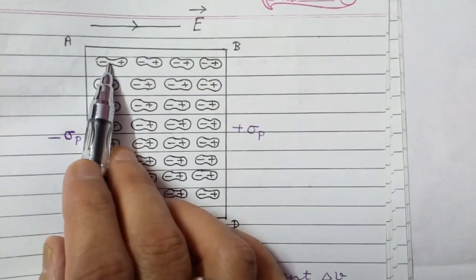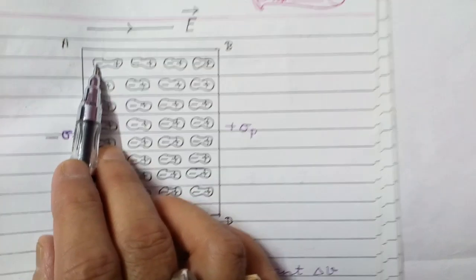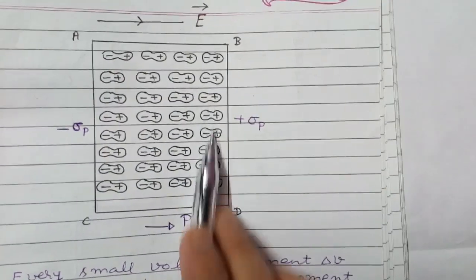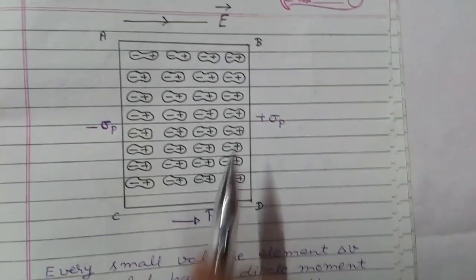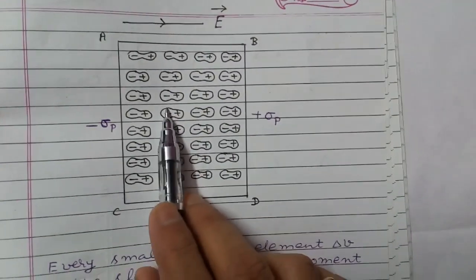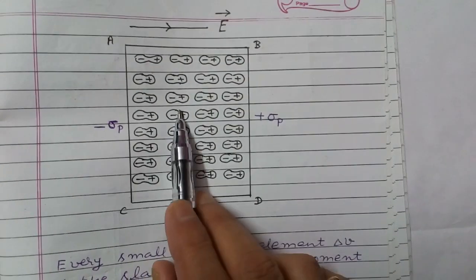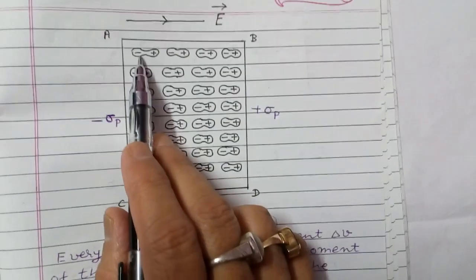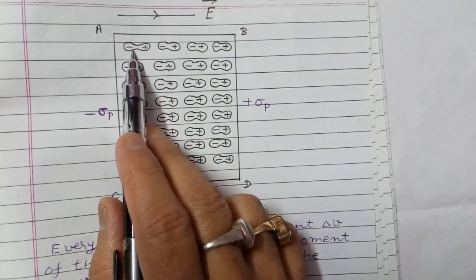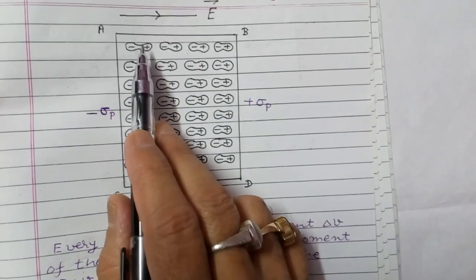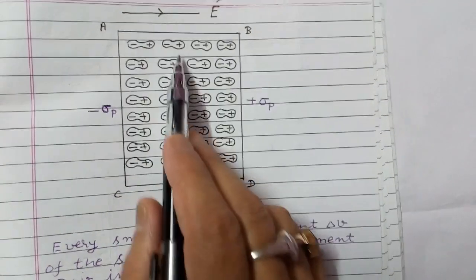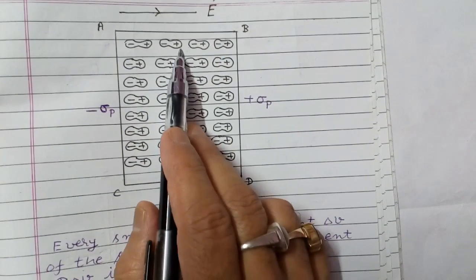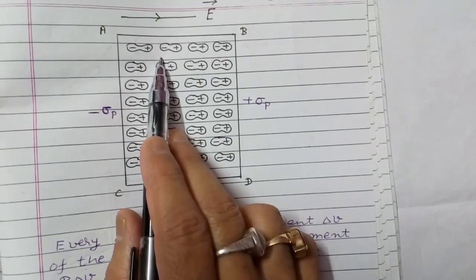This minus charge shifts to its left, and in this way a dipole moment is produced inside this dielectric slab. Now direction of this dipole moment is in the direction of field, but due to this plus and due to this minus, there is an electric field which opposes the external field.